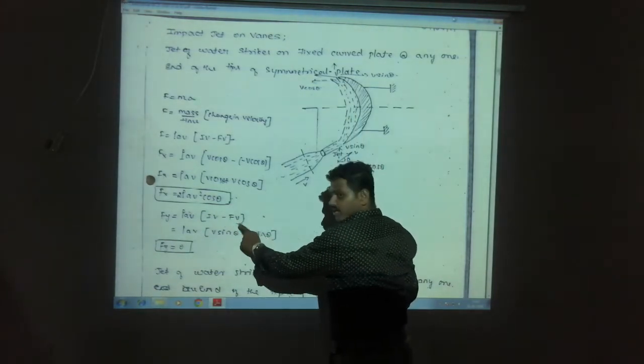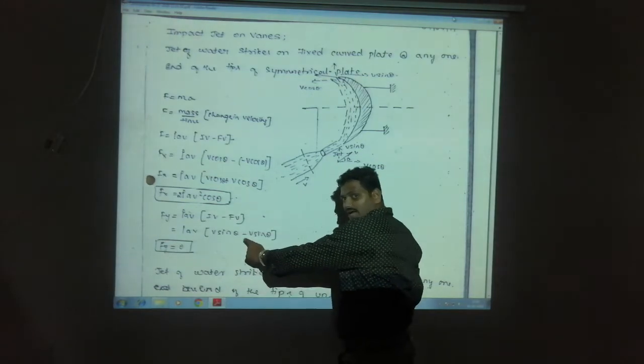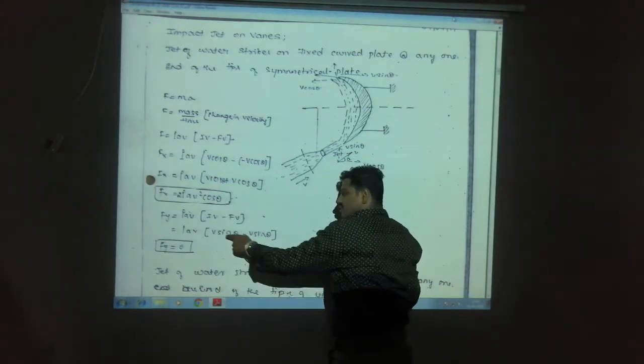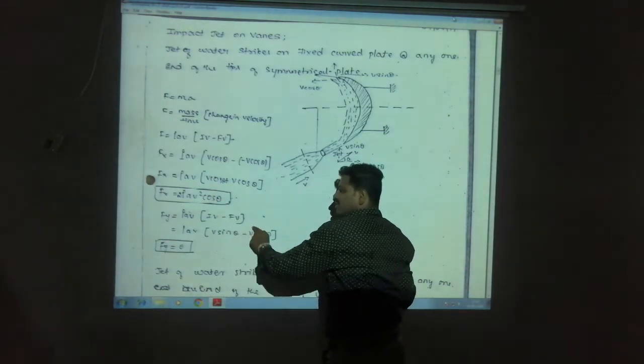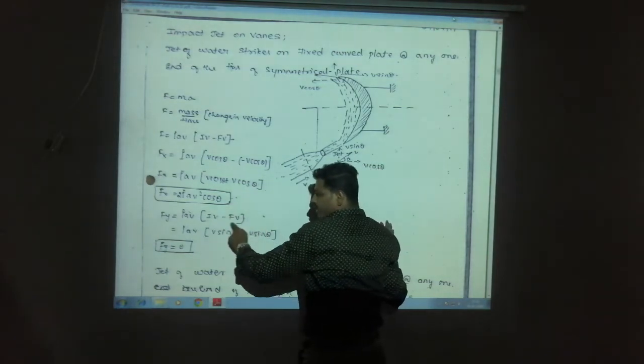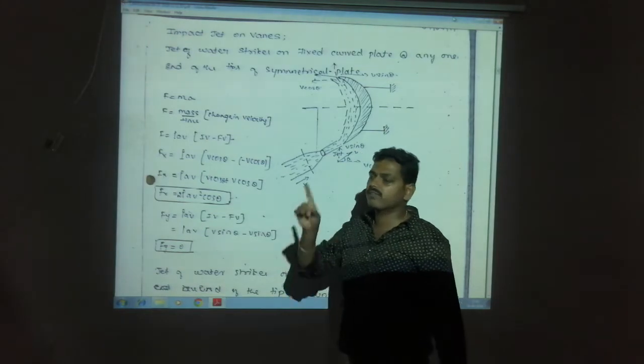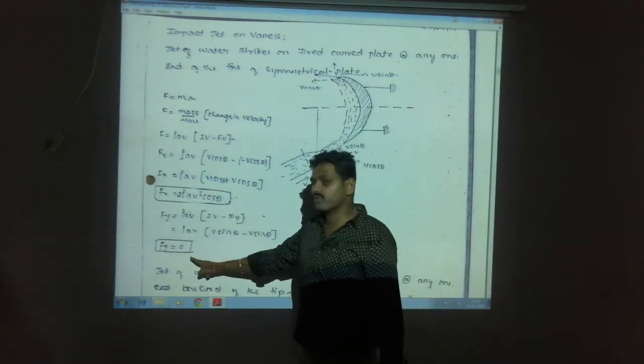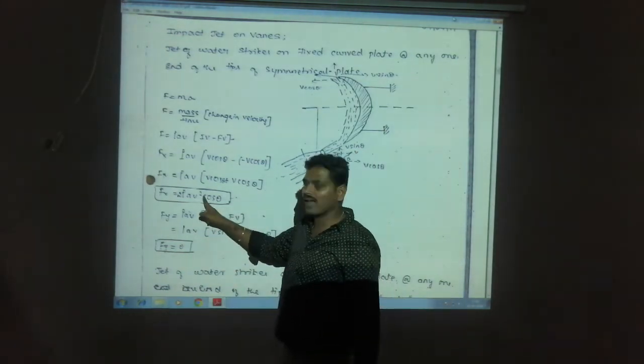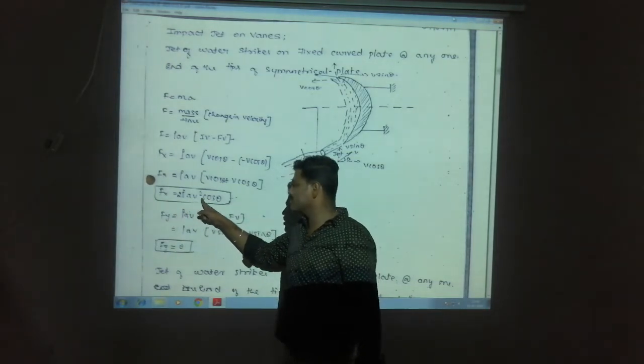So initial minus final, so v sin theta minus v sin theta. Again it becomes v sin theta minus v sin theta, both will get cancelled, and this will become 0. So rho a v into 0 will become 0 itself. So if we are considering a symmetrical plate with respect to y direction, the force will become 0. But in the x direction, what happens? 2 rho a v square cos theta.